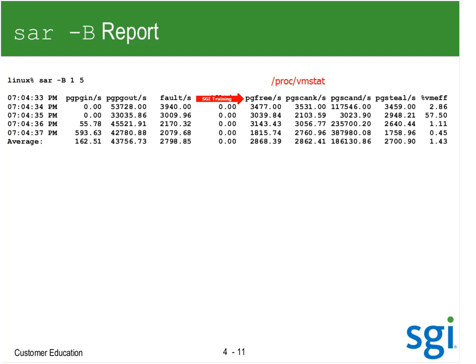The second one was pretty good though. 5,000 pages were scanned and 3,000 were stolen. So 57% of the pages that I scanned were stolen and pushed out to swap.